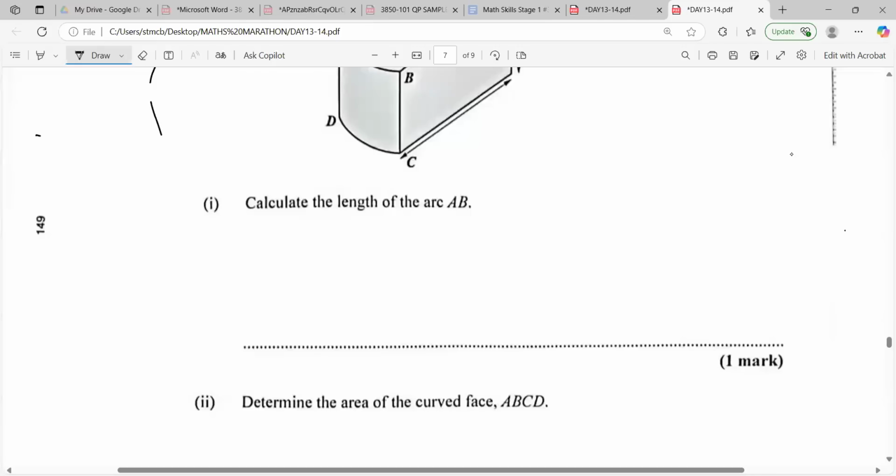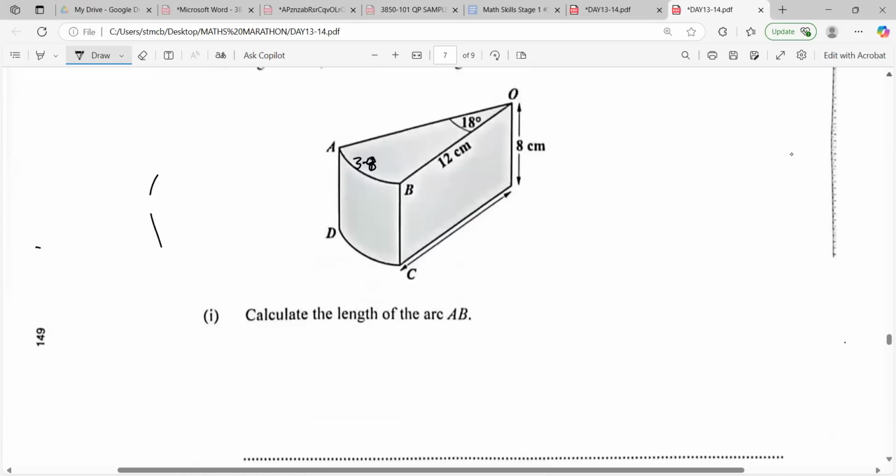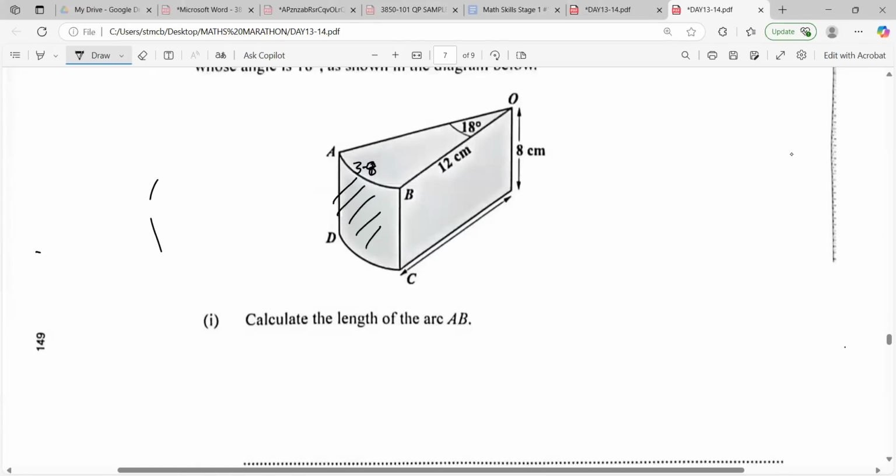Try it. All right, so it says determine the area of the curved face ABCD. So as we established, ABCD is the part here, all of this, right? It's almost like a rectangle. So this side would be opposite to this. So it will be 3.8 times 8. Let's punch it out, calculate.